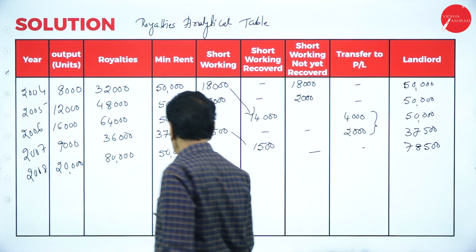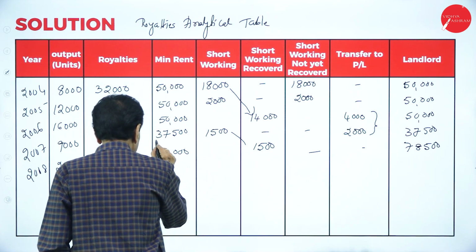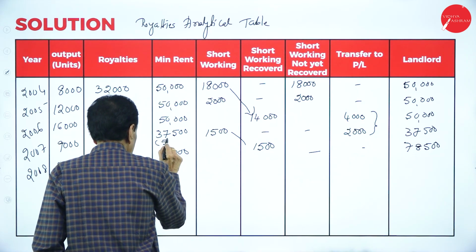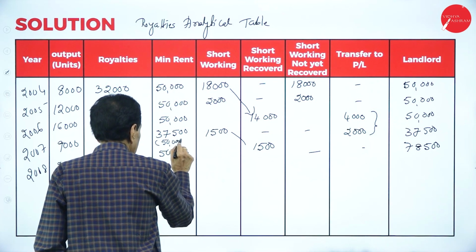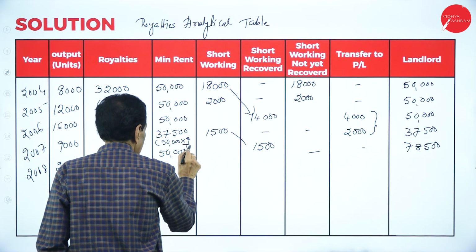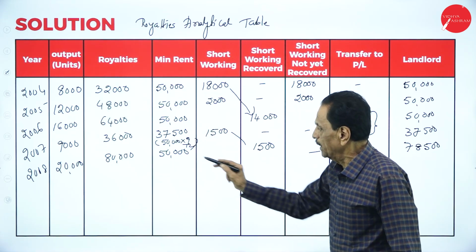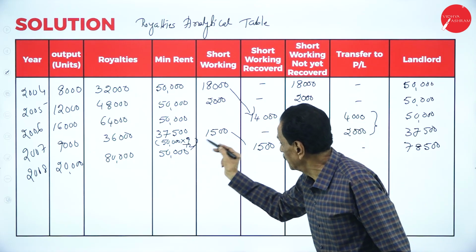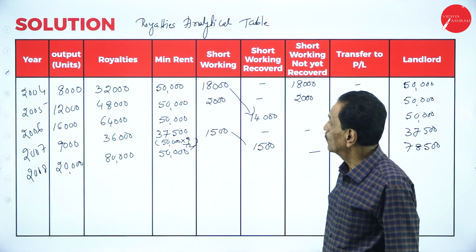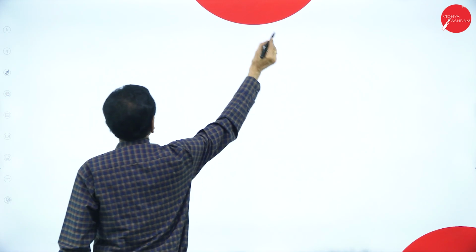This is actually 50,000 into 9 by 12, for 9 months. 50,000 into 9 by 12, 37,500. We'll move on to the ledger. Minimum rent.